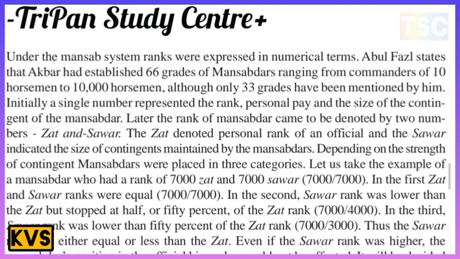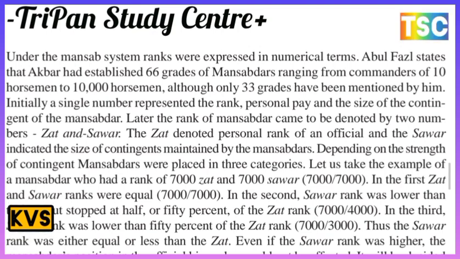Initially, a single number represented the personal rank based on the size of the contingent of the Mansabdar. Later, the rank of the Mansabdar came to be denoted by two numbers, the Zat and Sowar. The Zat denotes the personal rank of the official, and Sowar indicates the size of the contingent maintained by the Mansabdars. And depending on the strength of the contingent, a Mansabdar was placed in three categories.